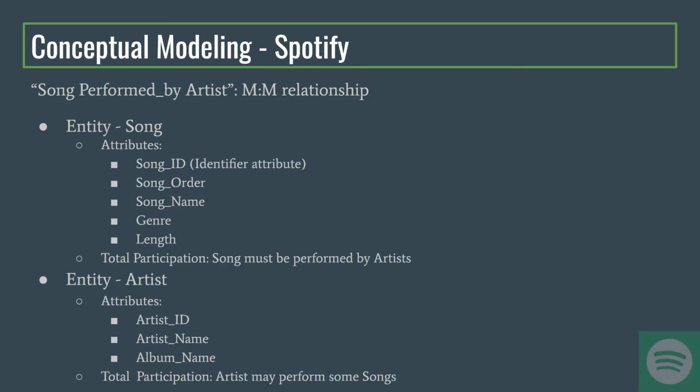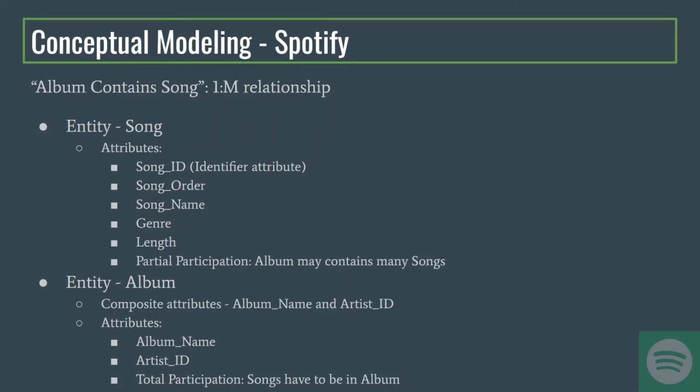In the relationship, song performed by artist has a many-to-many relationship. Entity song has the identifier attribute song ID and the normal attributes song order, genre, song name, and length. Entity artist has the identifier attribute artist ID and normal attributes artist name, album name. Also, a total participation constraint on the song entity side means the song must be performed by one or more artists, and the partial participation constraint on the artist side means an artist may perform one or more songs.